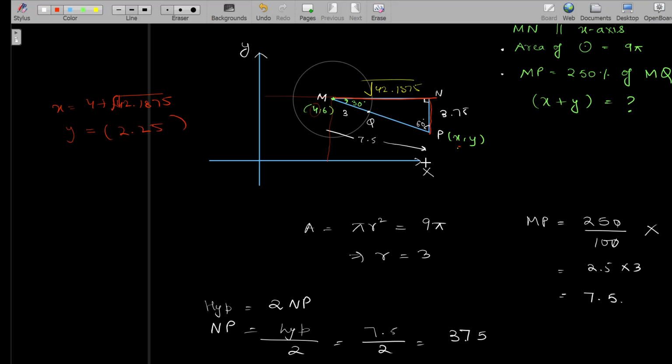And you have to find the sum of x plus y. So x plus y will be equal to, if you add the two coordinates, you will get 12.74 approximately, because we have approximated the square root. So 12.74 will be the answer.